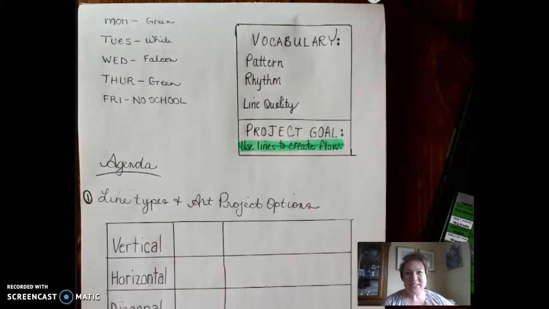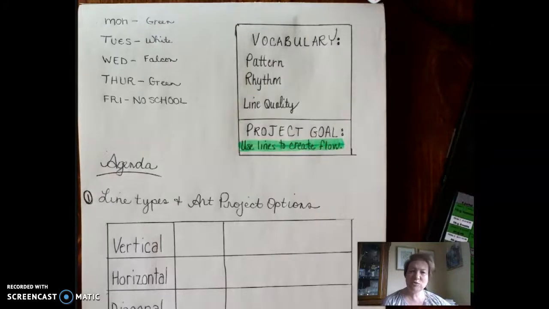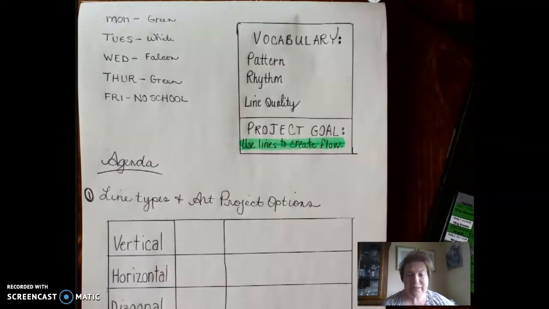What we're going to be doing is using different types of lines and repeating those lines to create some kind of visual flow or movement throughout a piece of art. You're going to have lots of different opportunities and options on how you want to do that.